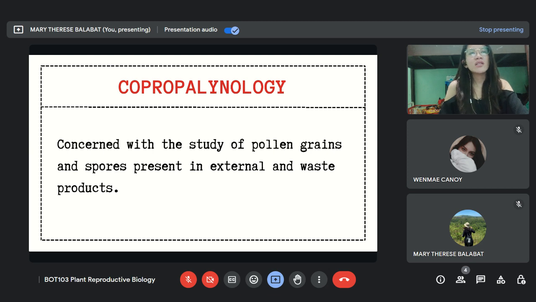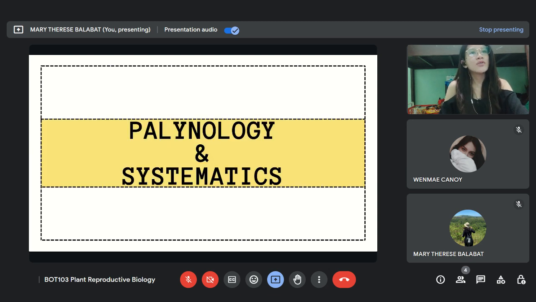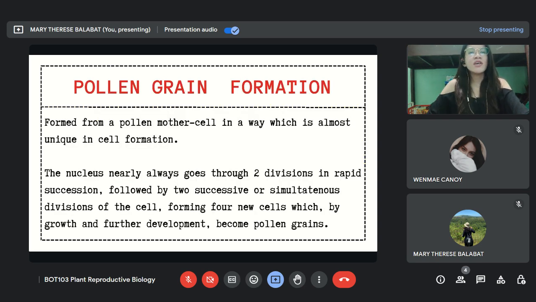So that's all the terminology involved in palynology. So let's go to palynology and systematics. First, we'll talk about pollen grain formation. It is formed from a pollen mother cell in a way which is almost unique in cell formation.